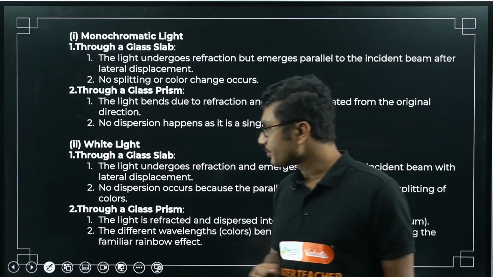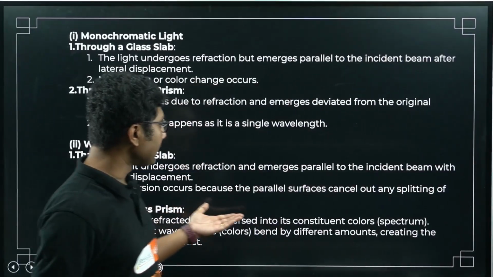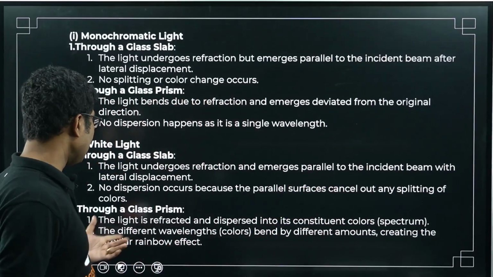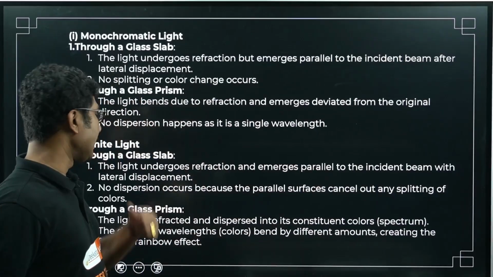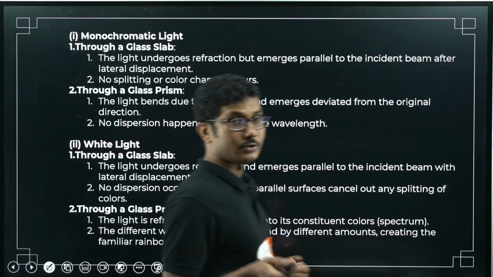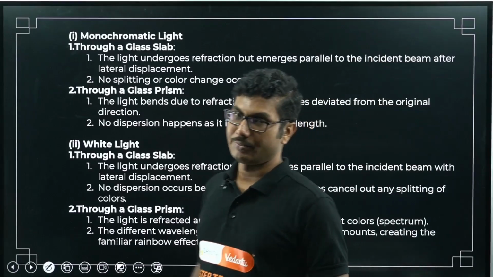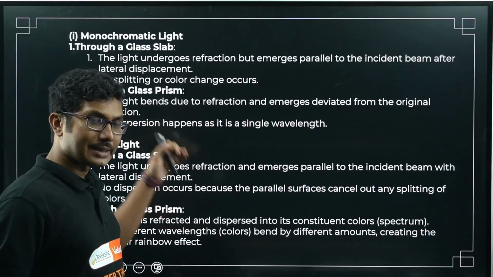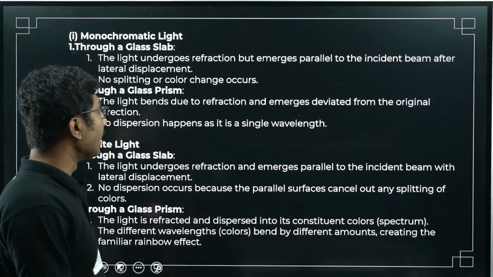So second point is slightly elaborated. Now in case of glass prism, again the first point is same. Okay, the light is refracted, dispersed into the constituent colors. Okay, that is we are receiving the spectrum. Okay, the different wavelengths bend different amounts, creating the familiar rainbow effect. So the familiar rainbow effect you can see if you are using white light into a prism. Okay, be careful, answer correctly, you will get full marks. Okay, the answer is slightly longer for a 2 marks question, but the question is given like that.